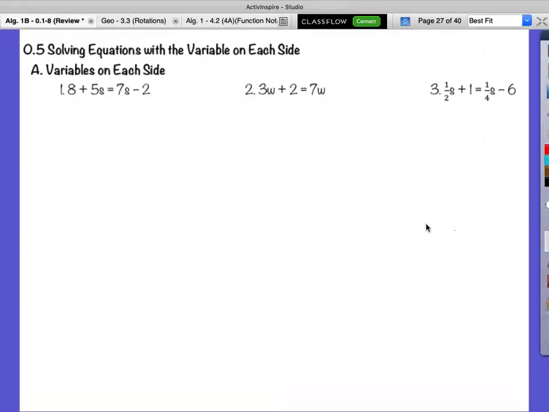Hey, variables on each side. So 8 plus 5s is equal to 7s minus 2. Oh, I know what you're doing. 8 plus 5s is equal to 7s minus 2. What would you do, Tony? Okay, I feel like don't you subtract it on one side and add it on the other? Nope, not quite.